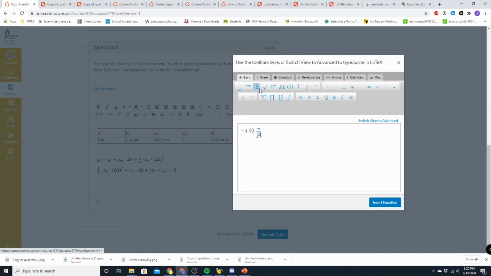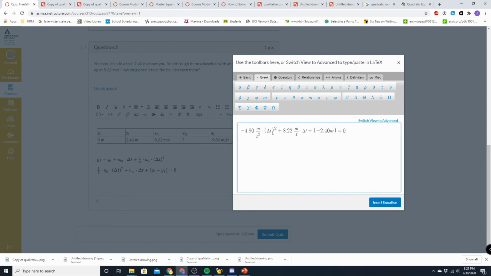meters per second squared here, and that's going to be times our delta t squared term, and this is going to be our 8.22 meters per second term with our delta t. And then with that, we're also going to have, remember it's yi minus yf, so this is going to be a negative 2.40 meters, and all of that is equal to 0.